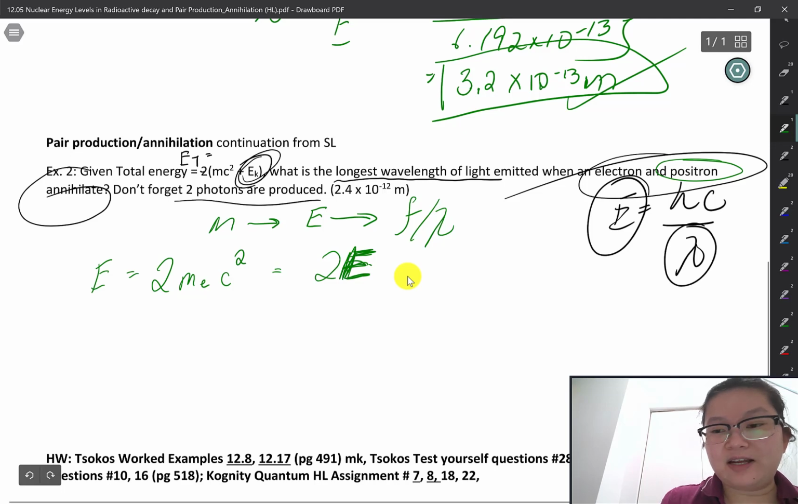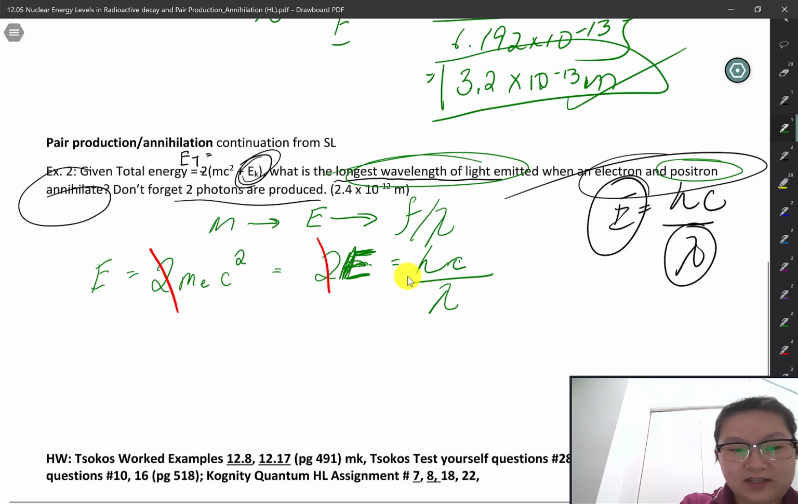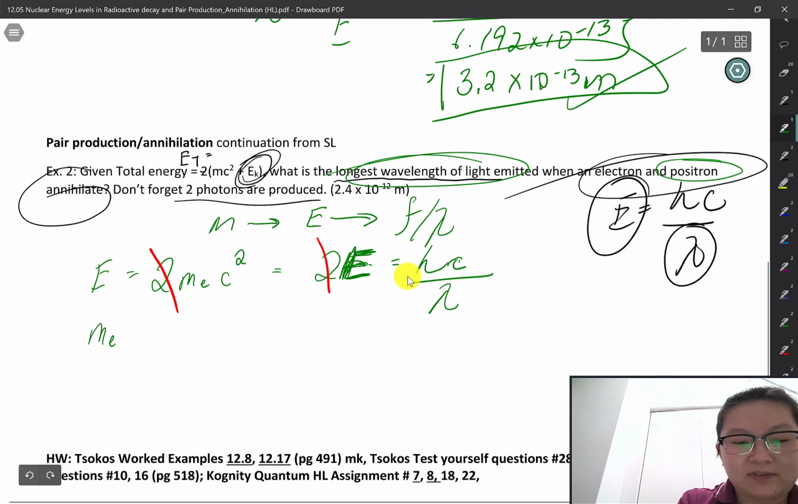And funny thing is that this 2 is going to kind of go away, because we got 2 particles to begin with, 2 particles that we end up with, and of course this energy of a photon is associated with Planck's constant, speed of light, and the wavelength of light emitted, which is what we want. Okay, what is the longest wavelength of light emitted? So we essentially have m_e, the mass of an electron, times speed of light, is equal to hc over lambda.